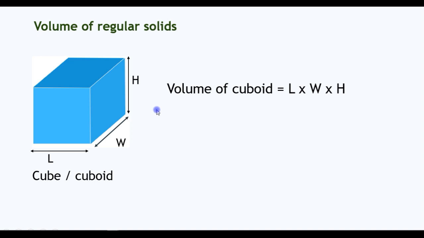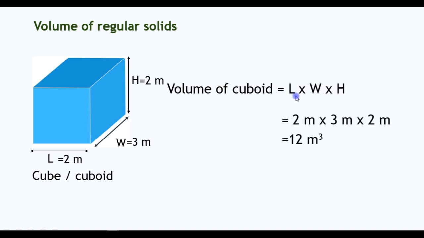For example, if the height is equal to 2 meters, the width is equal to 3 meters, and the length is equal to 2 meters, then the volume of the cuboid is equal to, so we just replace the length, width and height by their values, 2 meters multiplied by 3 meters multiplied by 2 meters, and this gives us 12 cubic meters. Note that when the lengths are in meters, we will find volume in cubic meters. If the length, width and height were in centimeters, then we will obtain volume in cubic centimeters.